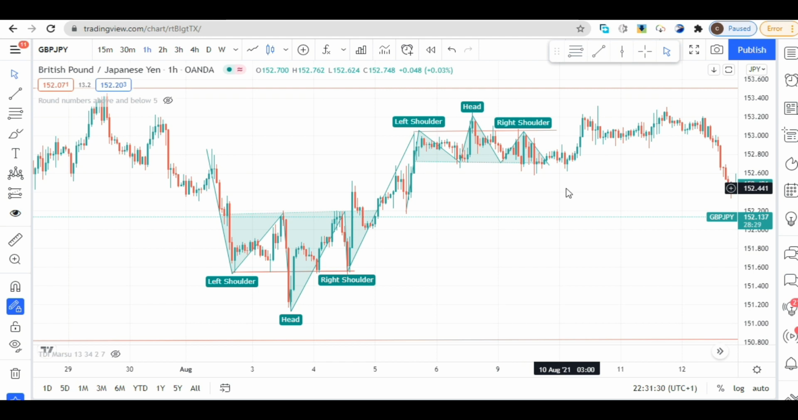So these are some of the patterns that we talked about, and as you are trading, you'll be looking for these reversal patterns. They will help you to identify the turning point of the market.